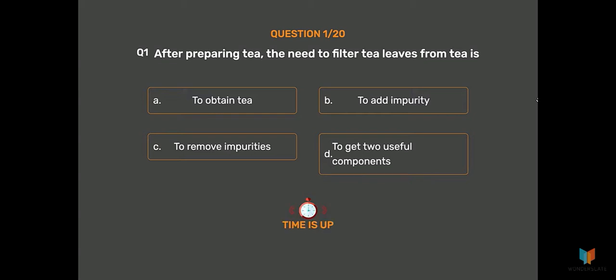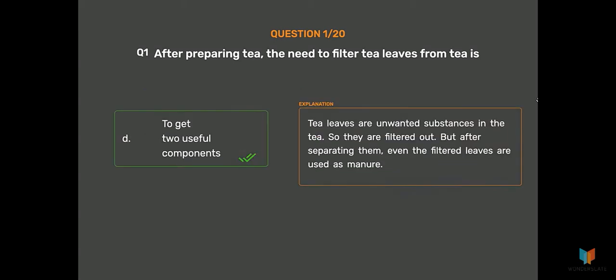The correct answer is option D. To get two useful components. Tea leaves are unwanted substances in the tea, so they are filtered out. But after separating them, even the filtered leaves are used as manure.